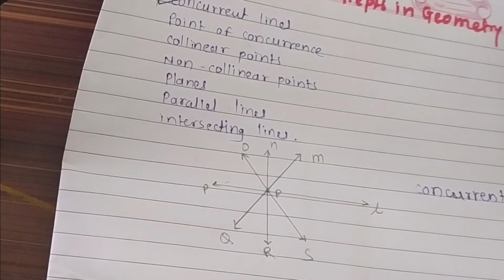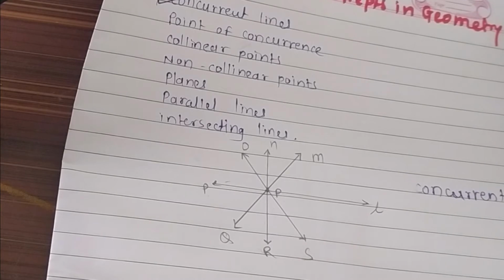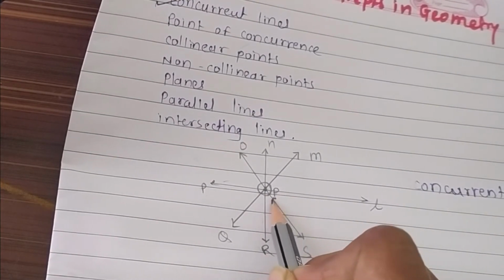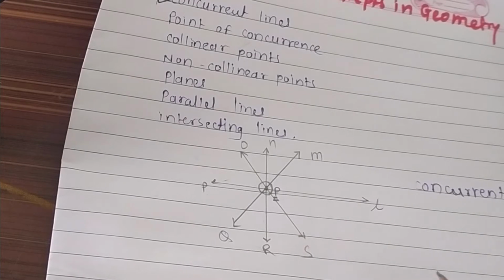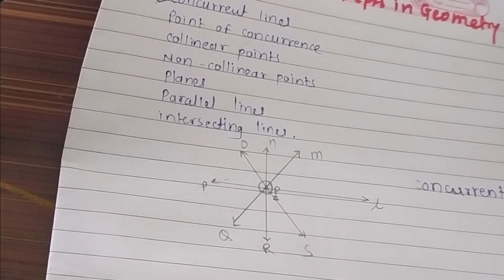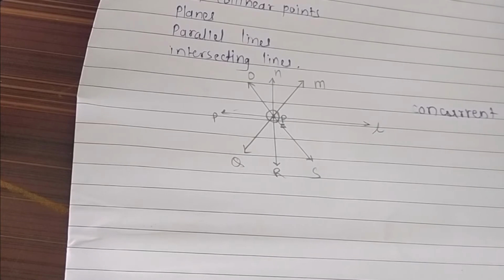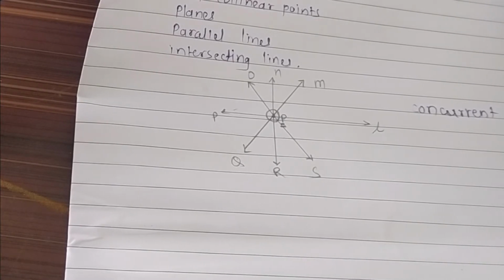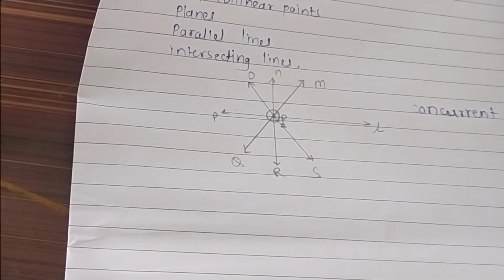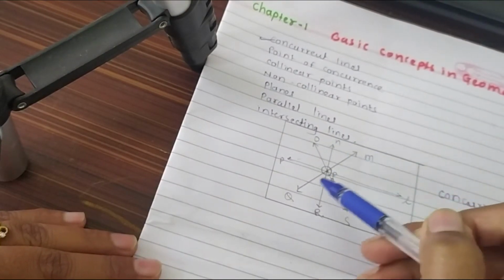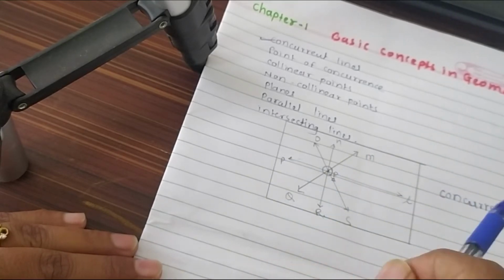The common point through which two or more lines pass is called the point of concurrence. Here P is the point of concurrence. So what's the definition of concurrent lines? When two or more lines pass through the same point, they are called concurrent lines. The point of concurrence is the common point through which two or more lines pass. So line OS, line NR, line MQ and line PL are the concurrent lines.